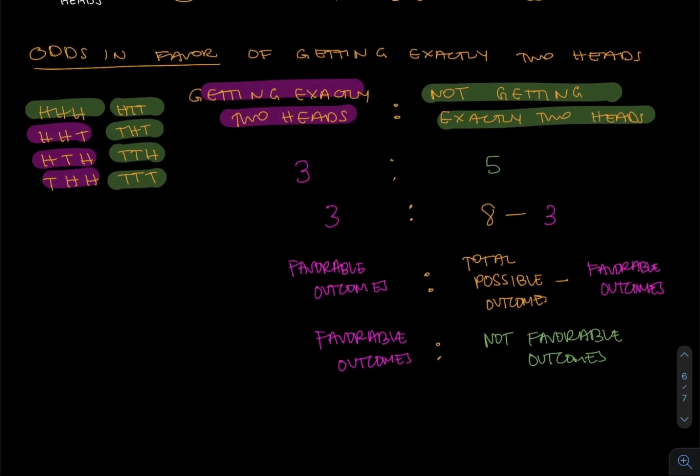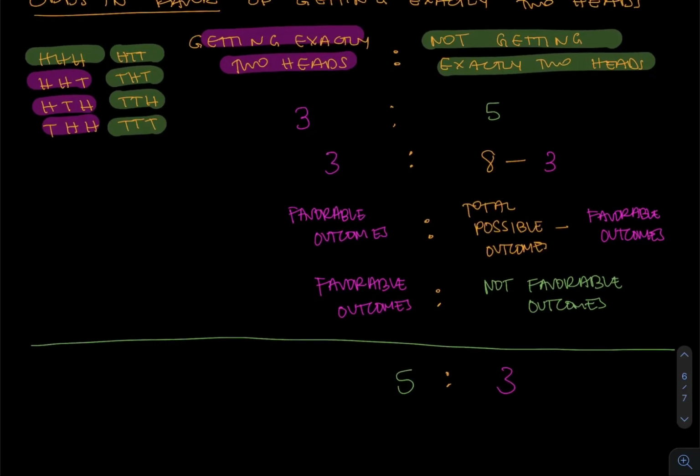But what if you wanted to write 5 to 3? Let's separate this real quick. What would 5 compared to 3 mean? Well, 3 is favorable outcomes, 5 is not favorable outcomes. So we're just flipping everything around. The opposite of in favor would be not in favor. So 5 to 3 in this example is odds not in favor. And this is not in favor of getting exactly 2 heads when you're flipping a coin 3 times. The more traditional phrase that might be used here is odds against. And you'll say odds against getting exactly 2 heads.